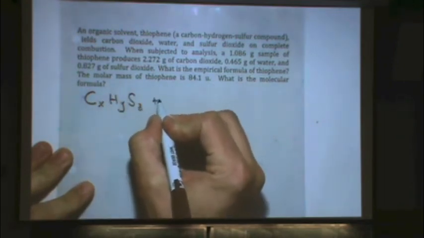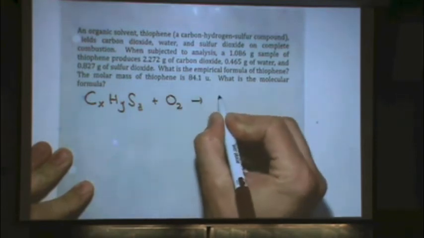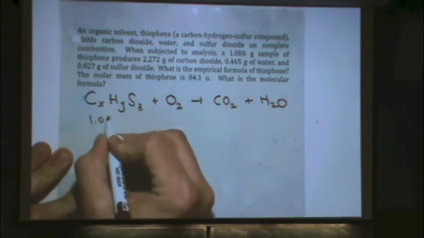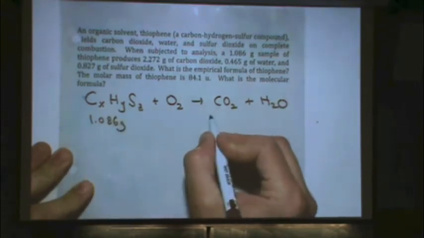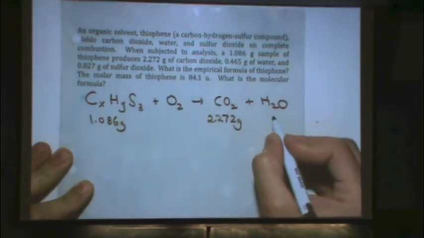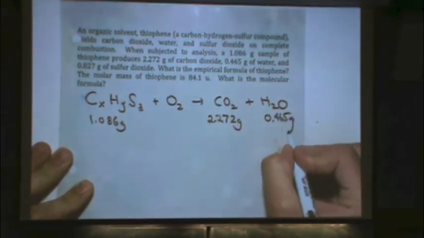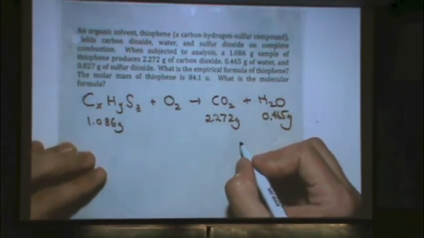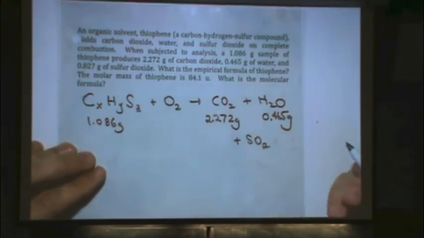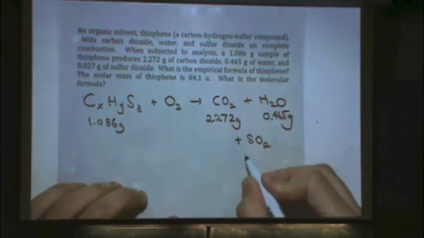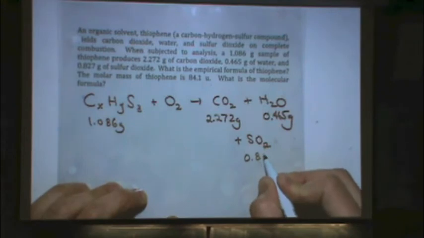CxHySz plus O2 goes to CO2 plus water. This is 1.086 grams. This is 2.272 grams. And this is 0.465 for water. And so also, the other term you're going to have because of that sulfur will be, it's always the fully oxidized form of the entity, so SO2. On an exam, I'd have to give you that.